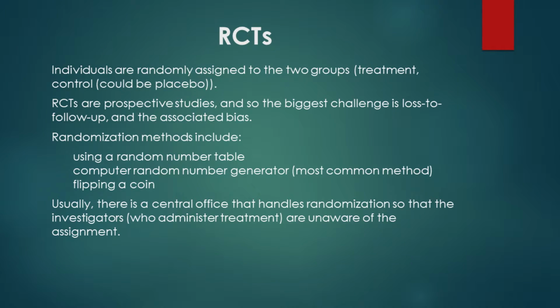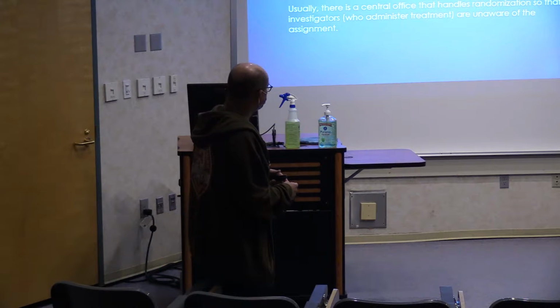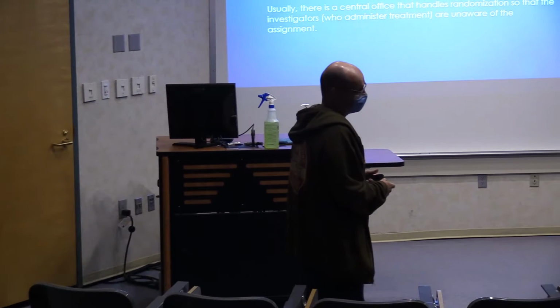So individuals are randomly assigned to 2 groups. They are prospective in nature, and they can take a lot of time, several months, in many cases even years. The randomization today includes a computer random number generator. That's what we use today.